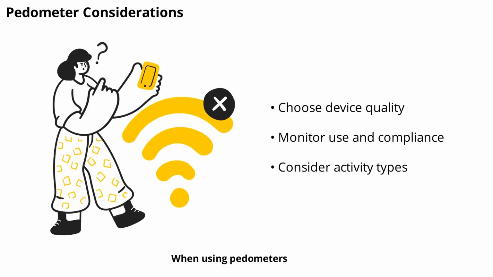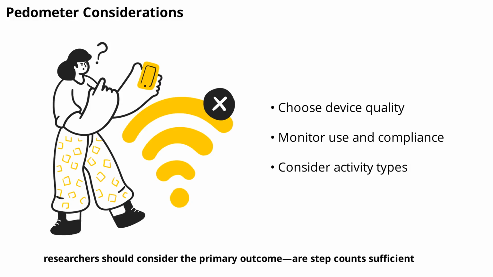In using pedometers, researchers should consider the primary outcome. Are step counts sufficient, or is more detail needed? The type of activities the population engages in, the number of days measured, and the quality of the device all affect results. Higher quality pedometers are more accurate but also more expensive. It's important to ensure participants understand how to use the device and to monitor compliance for reliable data.